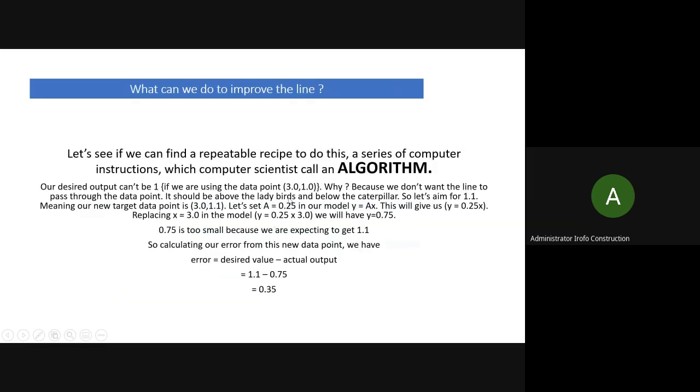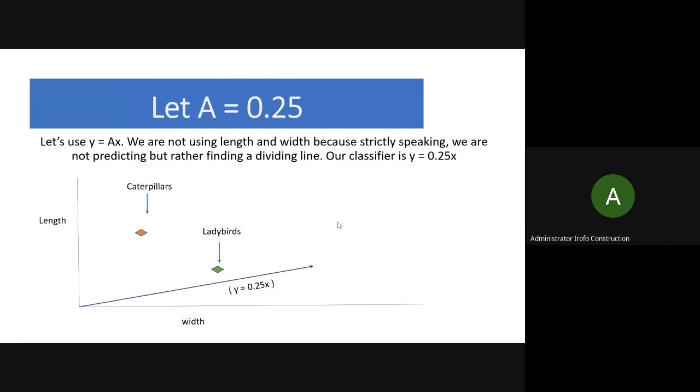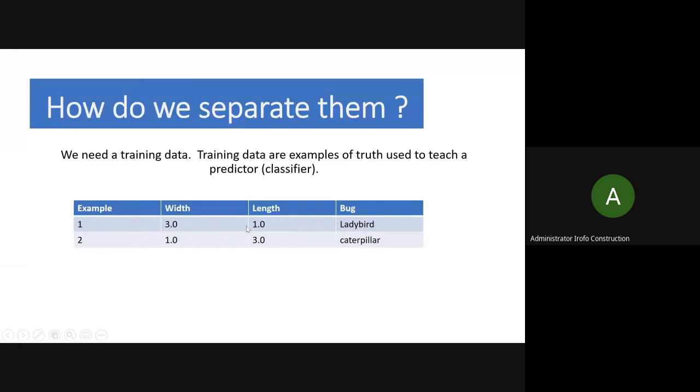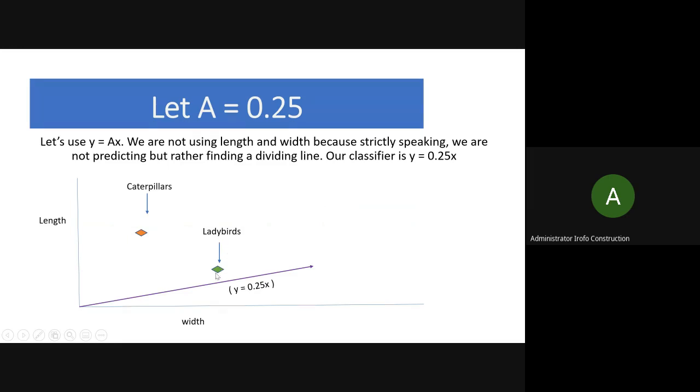So if we use this point 3 and 1, and we replace this 3 into our function or our model, we don't want the model to predict 1. The reason is, if it predicts 1, it means the line is going to pass through the points 3 and 1. But rather, since we know that 3 and 1 is a ladybird, and from the graph you can see the ladybird is around the side, we want the line to be above the ladybird.